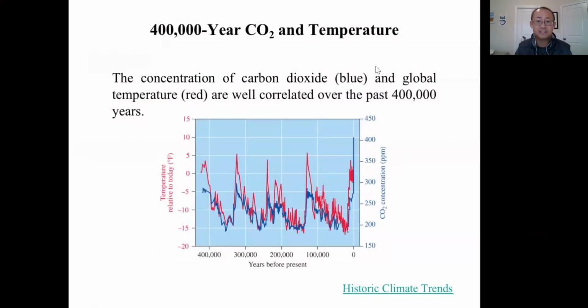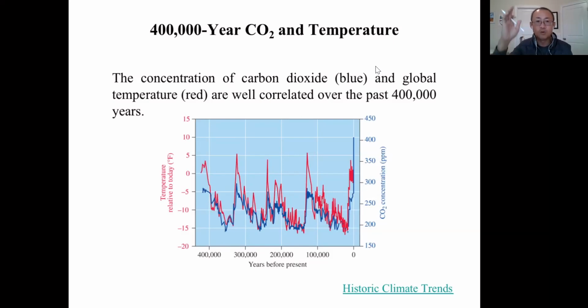And if you plot the concentration of carbon dioxide and the global temperature together, you can find some correlation over the past 400,000 years. You can see that the blue line is the carbon dioxide concentration, the red line is the global temperature. So you can see that higher carbon dioxide concentration normally correlates with higher temperature, lower means lower temperature.